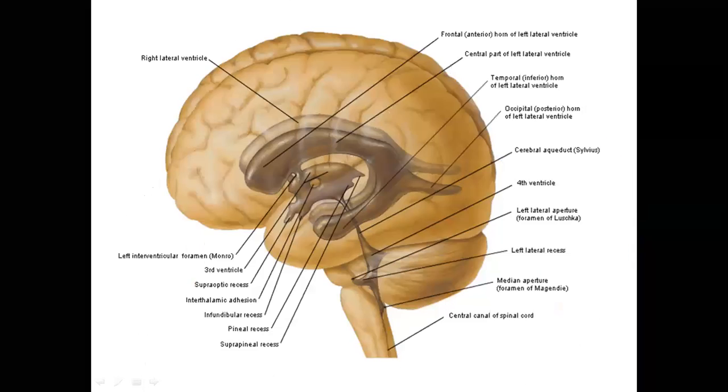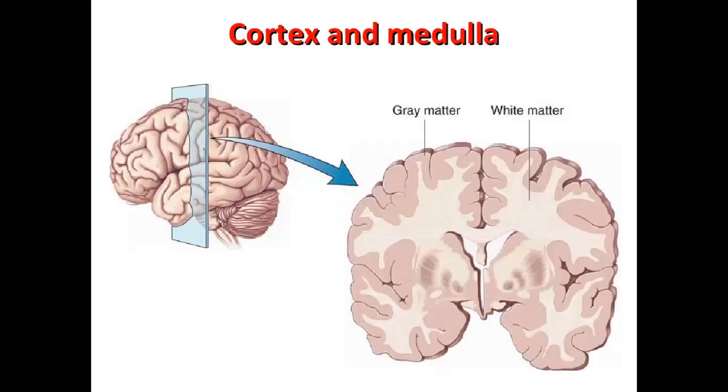Now we will see the white matter and gray matter of cerebrum. This is a coronal section of cerebrum. This is the brain, and if you cut a coronal section of cerebrum, on the outer side you have a darker area. This is the gray matter. Inside you have a white area, that is the white matter. So within the cerebrum we have gray matter and white matter.